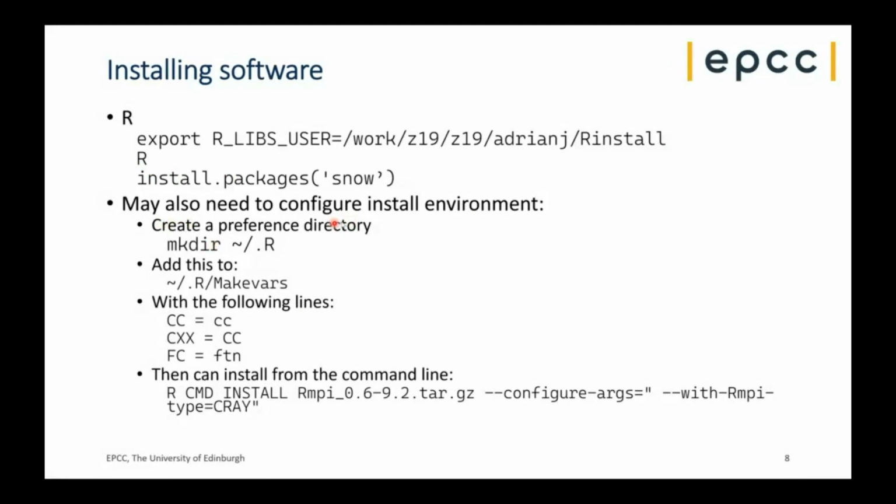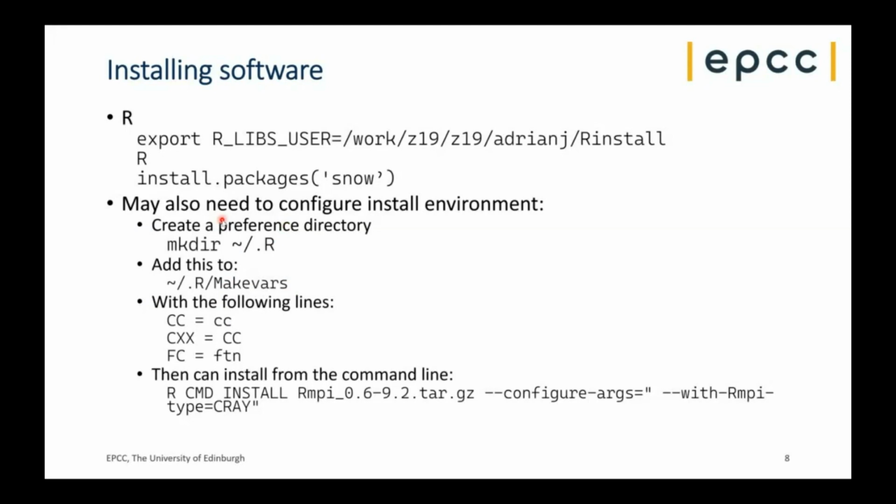Again, you may need to set up the compilers so R, if it's building packages, knows what it does. To do this, you have to do a bit of manual work. So you have to create a directory in the home file system called .R, and then a file in this called Makevars, and then you add these command lines into this Makevars file, and that builds.